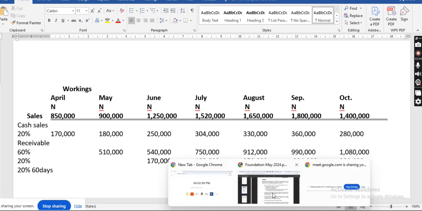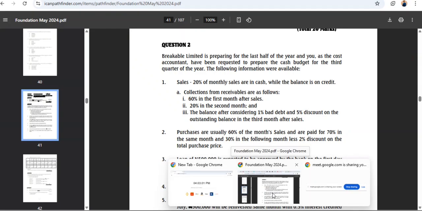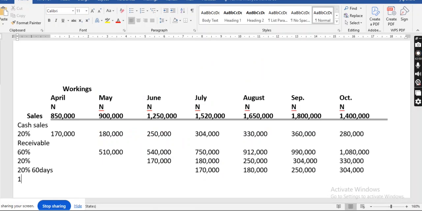Then we can now deduct bad debts of the balance, right? The balance after considering 1% bad debt and 5% discounts on the outstanding balance in the third month. So 1% bad debt. What is the bad debt on the outstanding balance, which is the 1% of 170? What do you have?